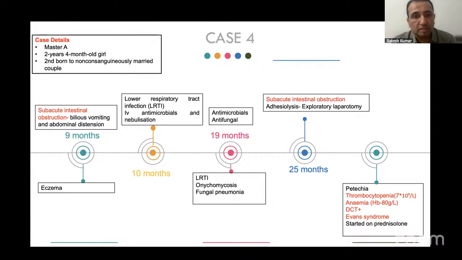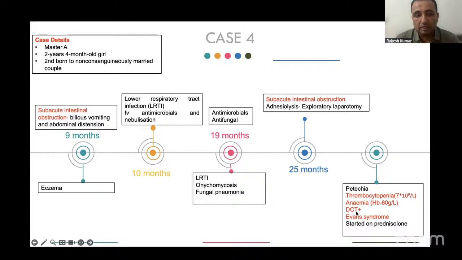At 10 months of age, she had a lower respiratory tract infection requiring IV antimicrobials and nebulizations. Eczema was persistent in this patient, and at 19 months of age she came with a lower respiratory tract infection, onychomycosis, and fungal pneumonia. At 25 months of age, one more episode of subacute intestinal obstruction, at this time requiring exploratory laparotomy and adhesiolysis. She came to our center at around 2 years of age with petechiae, thrombocytopenia, DCT positivity, and Evans syndrome. So she was started on prednisolone.